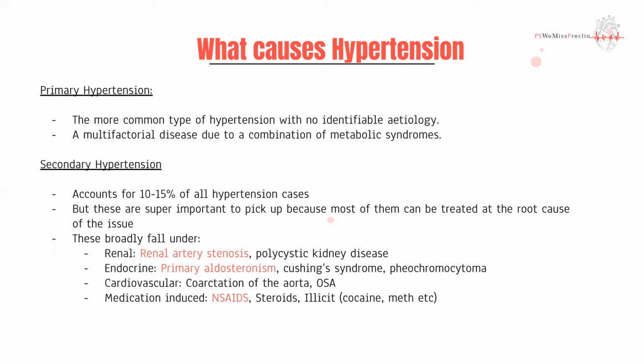Cardiovascular causes to consider would include coarctation of the aorta, which is a rare one, as well as obstructive sleep apnea. OSA is a bit of a tricky one because you don't really expect it to be there, right? The exact association of OSA with hypertension is not one of direct causality, but people who often have OSA also do tend to have hypertension.